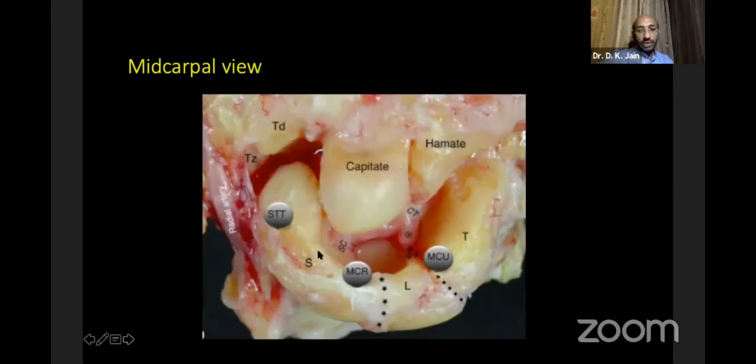So when you look towards the mid-carpal portal, you should know that the curve or the arc is much more acute. So you need to keep this focus.